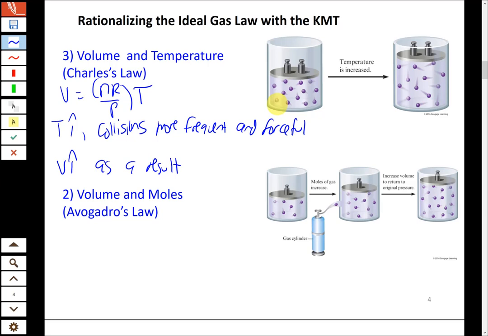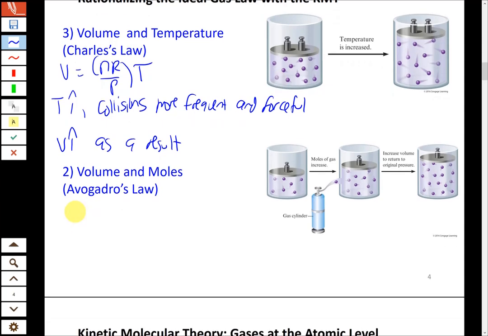And then finally, volume and moles, which is Avogadro's law. Those two are also directly related to each other, as we talked about last time. So rearranging the ideal gas equation, we find volume and number of moles are directly related to each other. So if we pump more gas into the container, what we're showing here is we're keeping the pressure and the temperature constant, but we're pumping more gas into the container. We're adding more moles of gas to that sample.